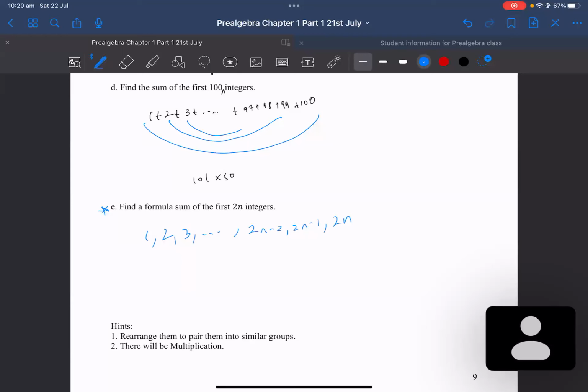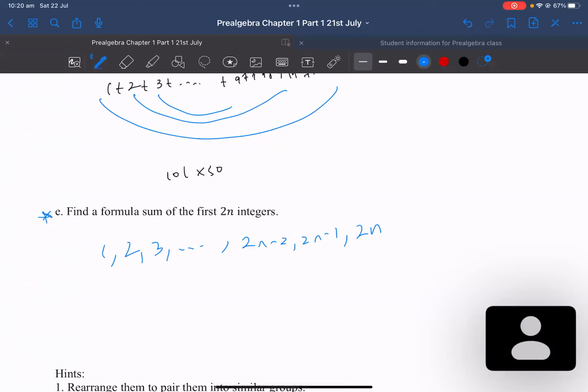So does that make a bit more sense? Sarah, this is a bit tricky, in that you don't know what n is. You're not meant to know what n is. The question is not to find n. It's to find a formula for the sum of the first 2n integers.